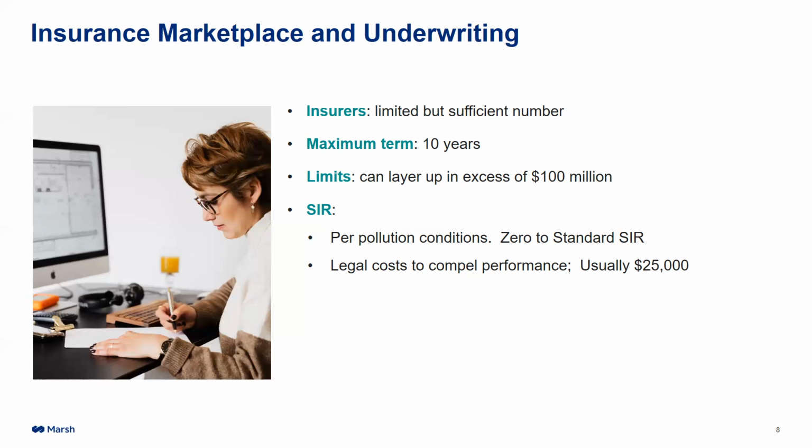There's also a sub-component of it where they also want to see a certain amount of legal costs spent to try to compel performance. So usually they're looking at you to spend around $25,000 to either prove that an entity is insolvent or attempt to get a non-performing entity to perform. And if you spend the 25 G's and they're still not performing, then you're able to file a claim. Next slide, please.